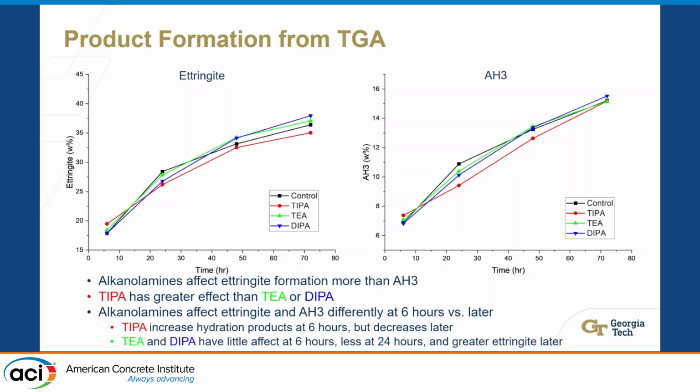If we look at our 6 hours versus our 24, 48, and 72-hour marks, we see that they behave a little bit differently, where the TIPA actually increased both the ettringite and AH3 formation at that 6-hour mark but decreased in later stages, while the TEA and DIPA containing samples have little to no effect at that 6-hour mark. We have less at 24 hours, and in the case of ettringite, we actually have an increase of hydration product at 48 and 72 hours, which is different than what we see in the XRD data, which might imply that there may be low crystallinity ettringite. We can't see that in the XRD, but we can see it when looking at TGA.